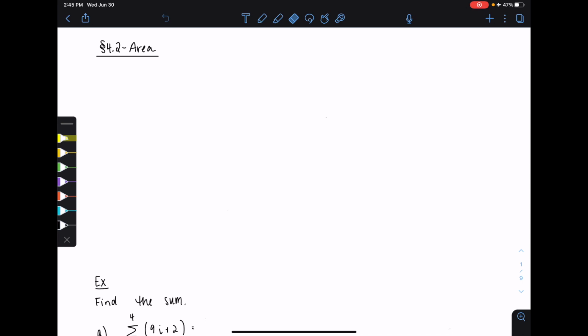Now we're going to get into area, and in the next section we're going to see how area and what we just did with anti-differentiation connect. But before we can do that, we've got to discuss some new terminology which you may or may not have seen in pre-calculus. So we want to go over what summation notation is.